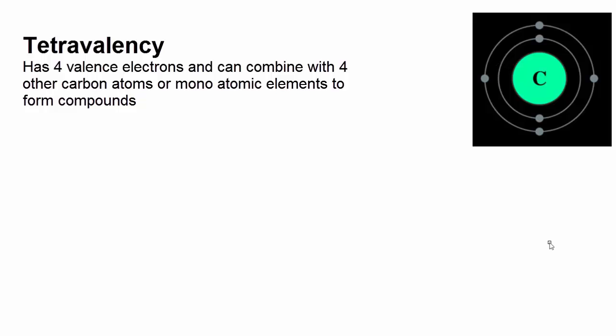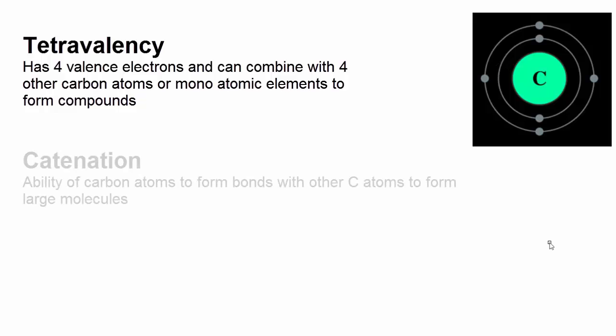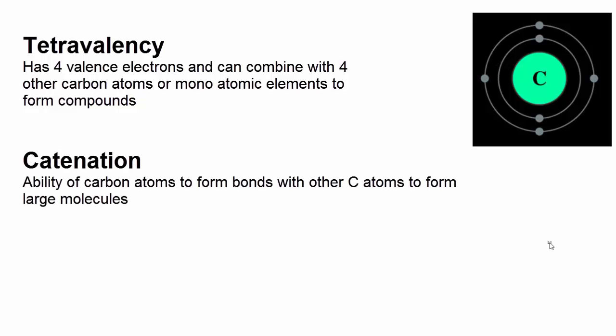Next, it has another property called catenation. This means that it can form bonds with other atoms of carbon, and these compounds formed are usually long chained.